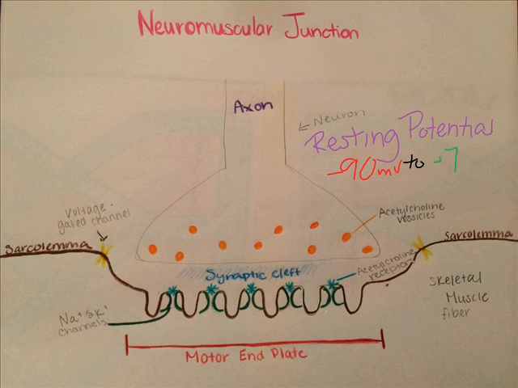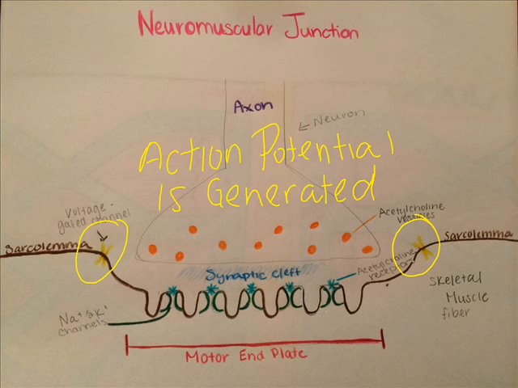The resting membrane potential jumps from -90 to +75, which forms an end plate potential. The change in the voltage of the motor end plate opens the voltage-gated channels in the sarcolemma. This produces an action potential.